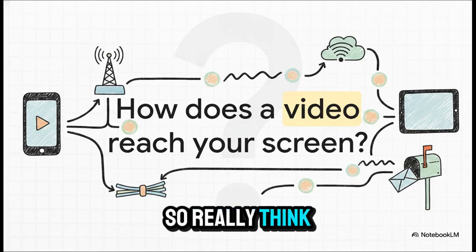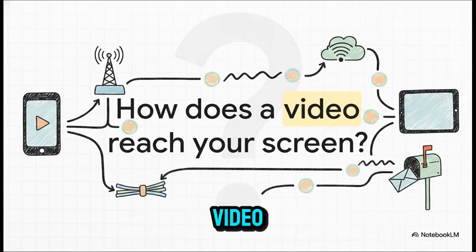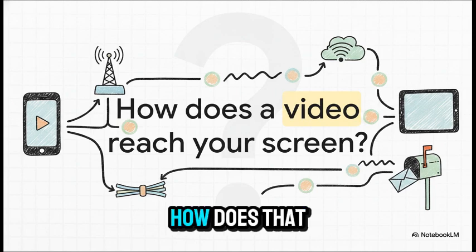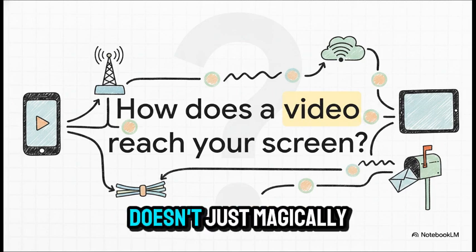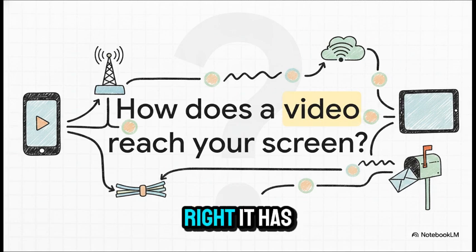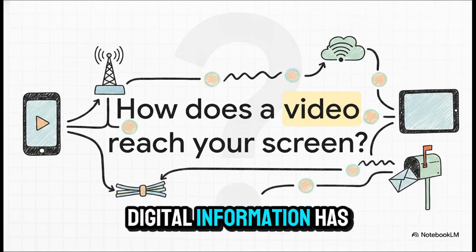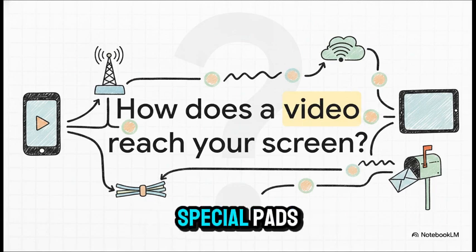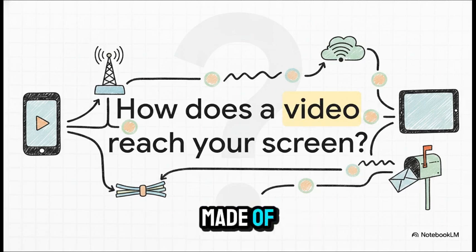So, really think about this for a second. When you tap your screen to watch your favorite video or play a fun game online, how does that video actually get to your device? I mean, it doesn't just magically appear out of nowhere, right? It has to travel. Just like a letter has to travel through the mail to get to your front door, digital information has to travel through special paths to get to your screen. But what are those paths actually made of?